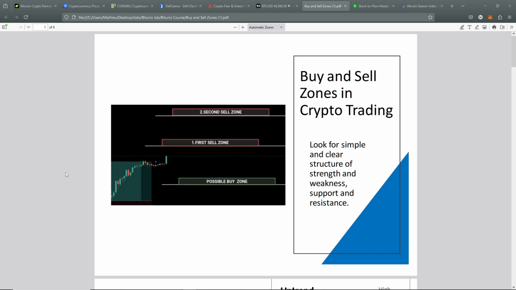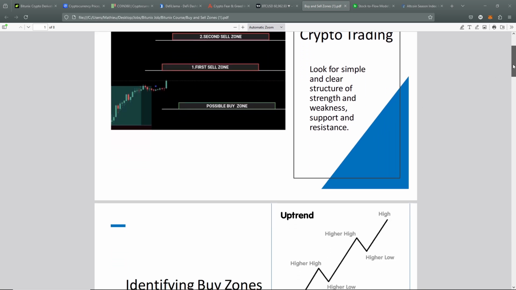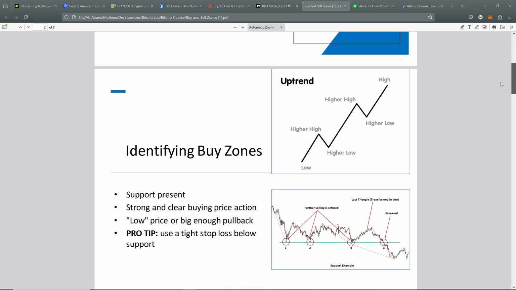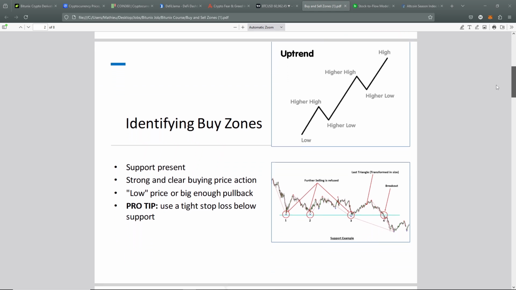Hey everyone, today I want to talk about buy and sell zones in crypto trading. We're going to want to look for simple and clear structure where we can notice strength or weakness at either support or resistance. So typically you'll have something like a buy zone, and then you can layer your sells or sell in one area. That depends on the strategy and the formation of the situation with the crypto. So let's start off with identifying buy zones, okay?